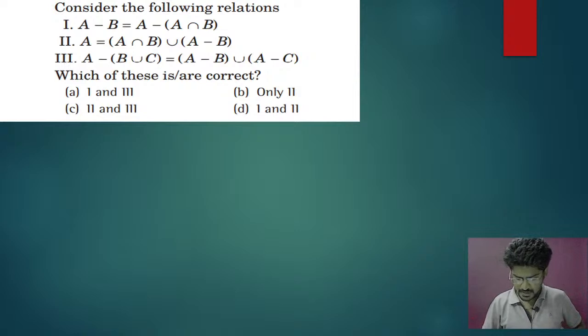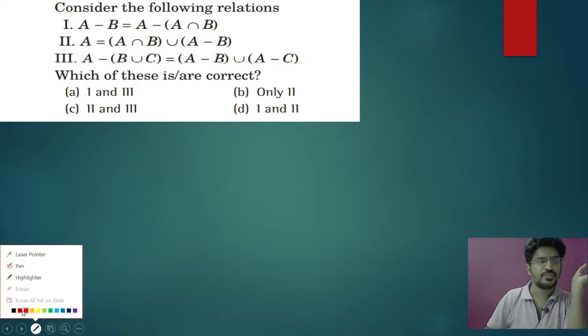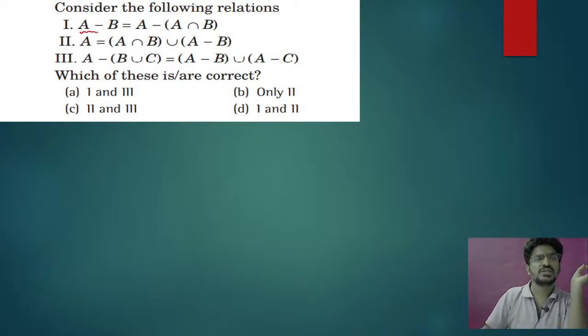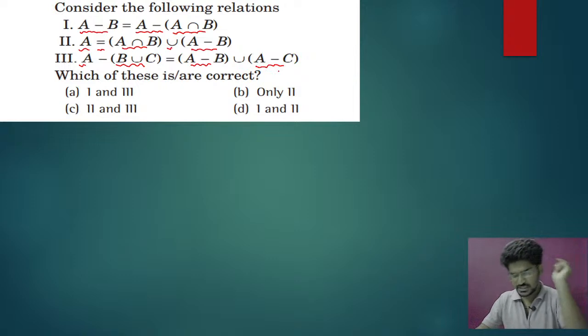Okay, so see the first problem, that is, consider the following relations. First one is A minus B is equal to A minus of A intersection B. Second one, A equal to A intersection B union A minus B. Third one is A minus B union C equal to A minus B union A minus C. Okay, so this we have to verify.